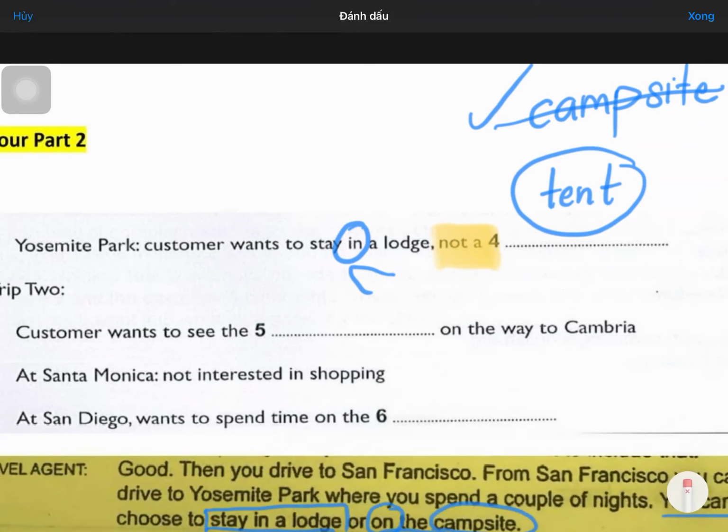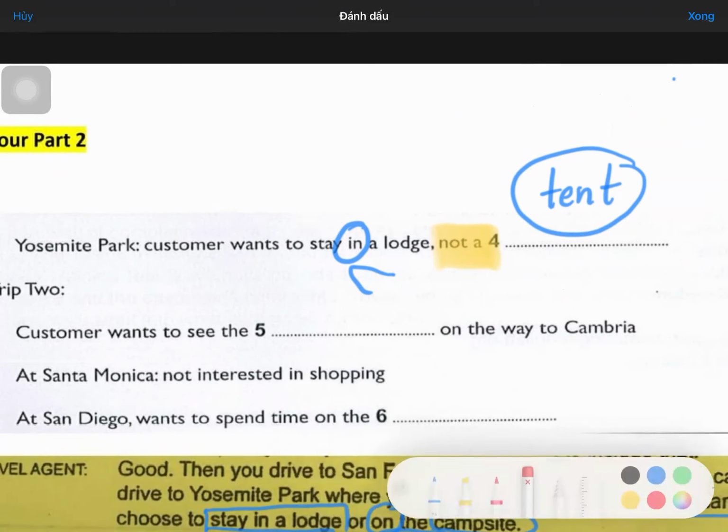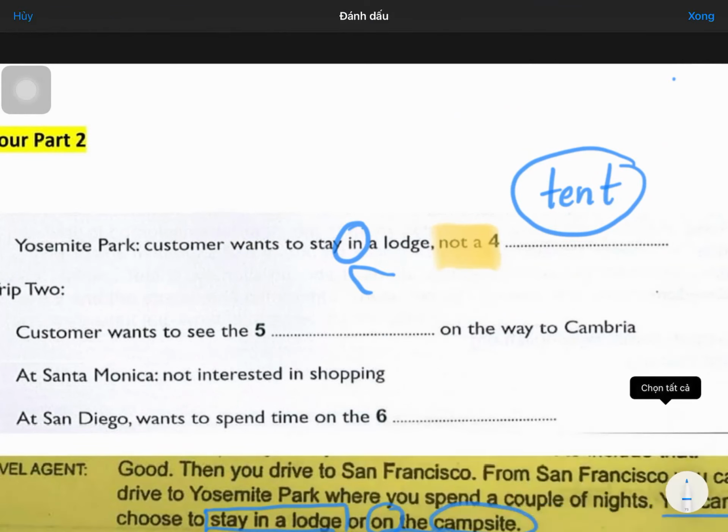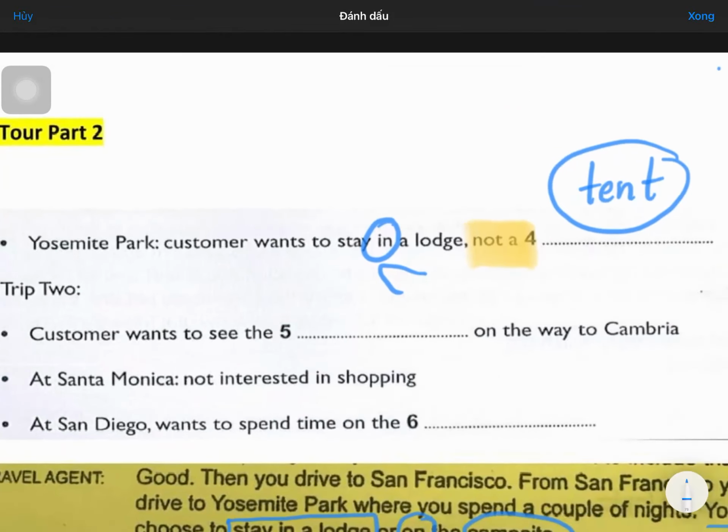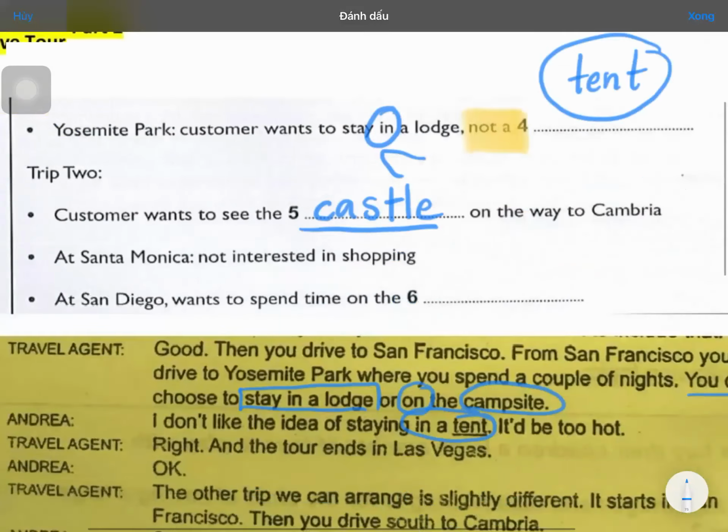Yes, I'm here. Number 5. Your number 5 is a casual. Customers. Can you spell it, please? C-A-S-T-L-E. Again, can you say this one again? Castle. Very good. Letter T is silent. Thank you very much. Exactly.